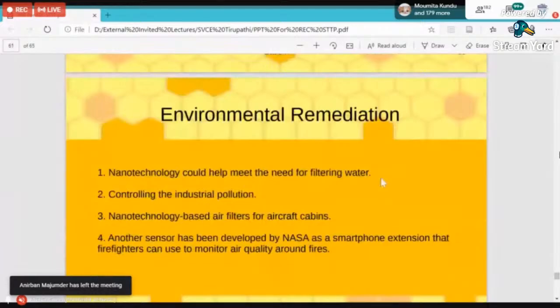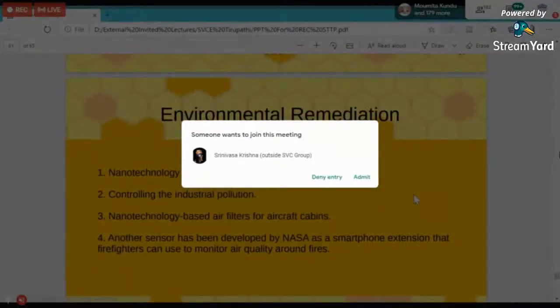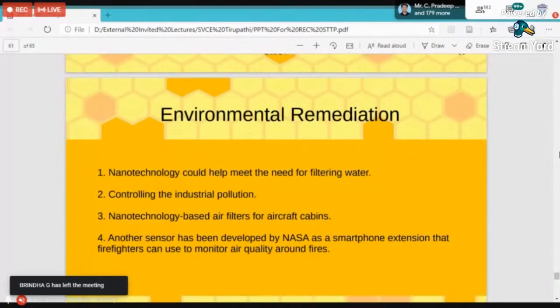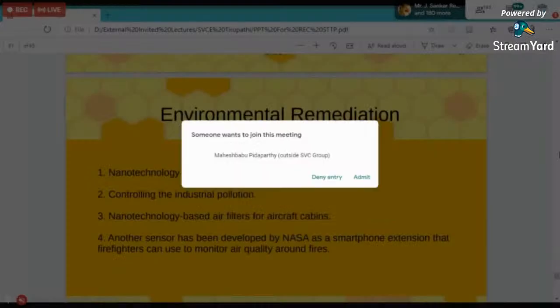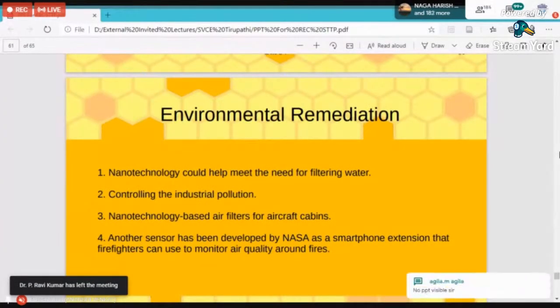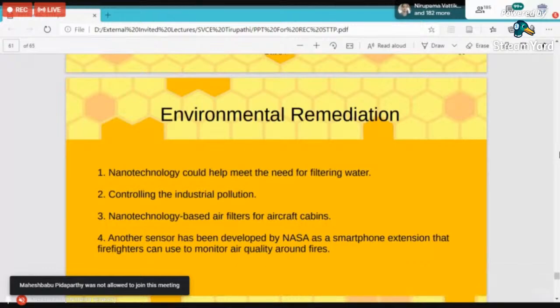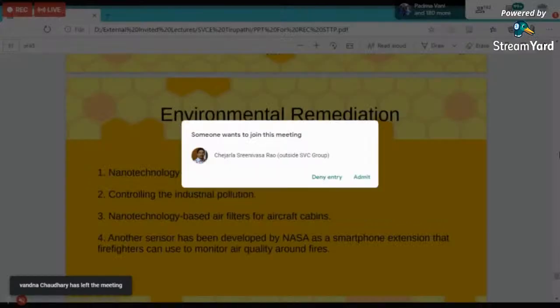Now, environmental remediation. How will you remedy the environment? How will you recoup the environment? Because the environment is highly polluted today. You could have come across in Chennai and Delhi during the peak time last year, the suspended particles in the air, and the air quality index, AQI, was very high. Why is it so? Because of the polluted environment. So nanotechnology can be used to recoup the environment.